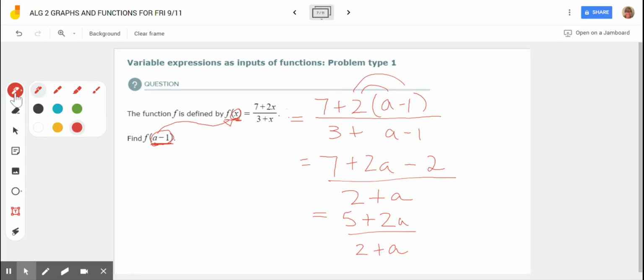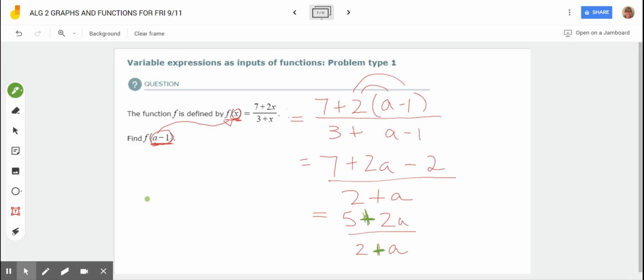Oh, Miss Baca, there's an a. Can we cancel this? No! Don't do it, people. Can I cancel this? No! Don't do it. Do you see this plus here? Do you see this plus here? The only time you can cancel any common factor is when it's multiplied.